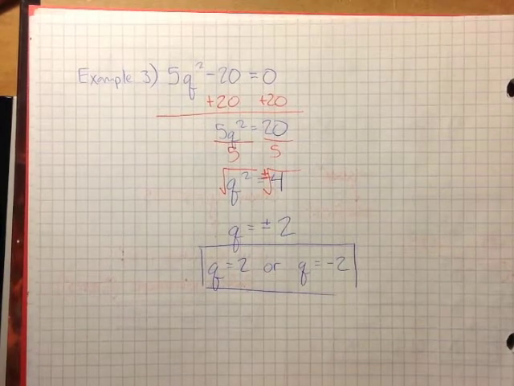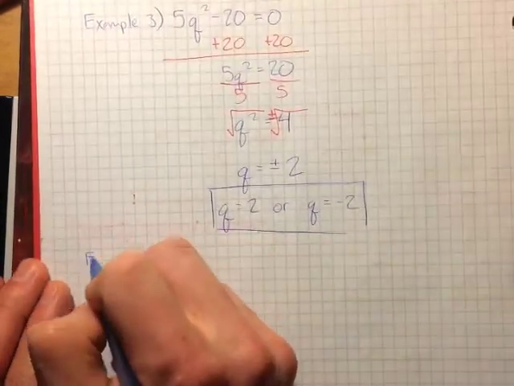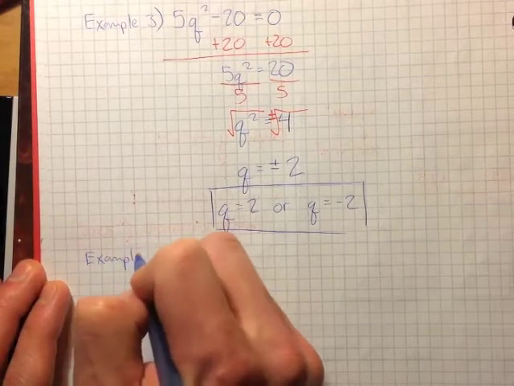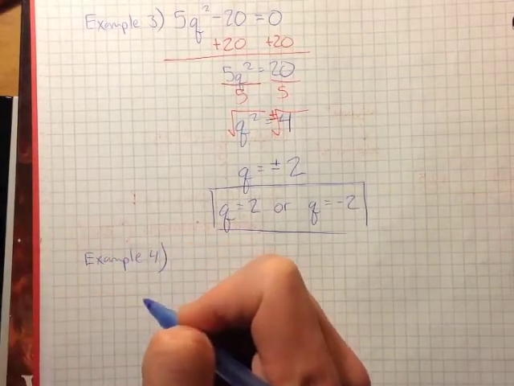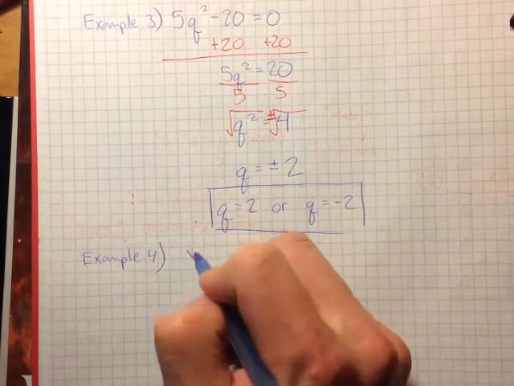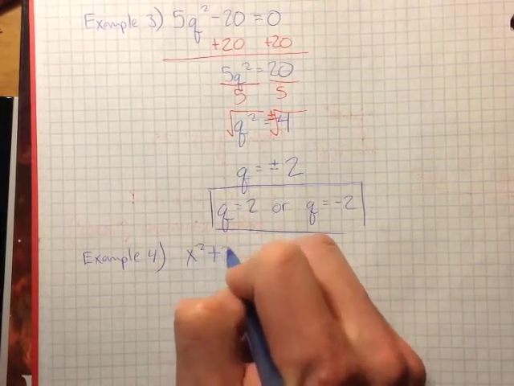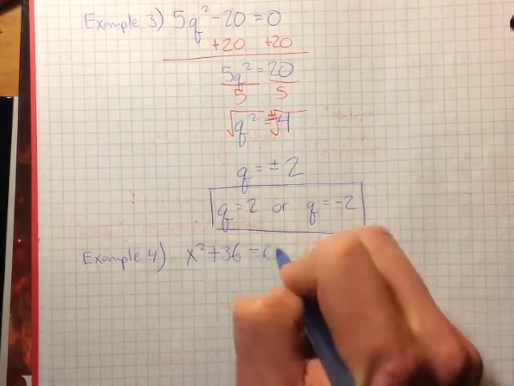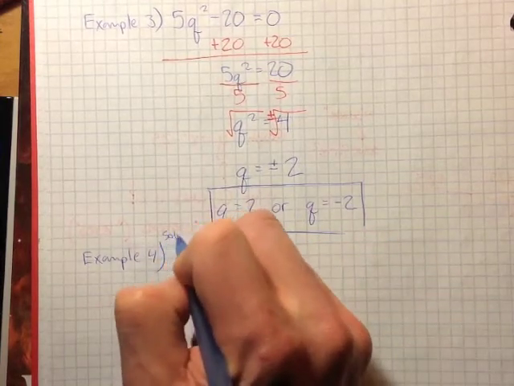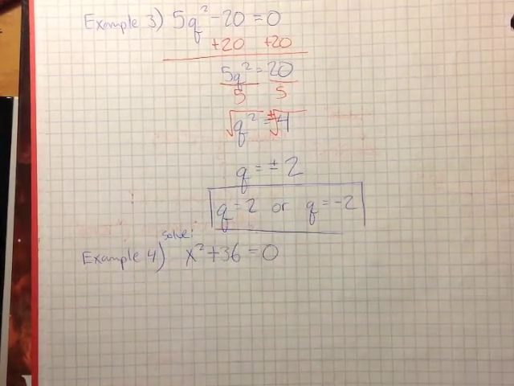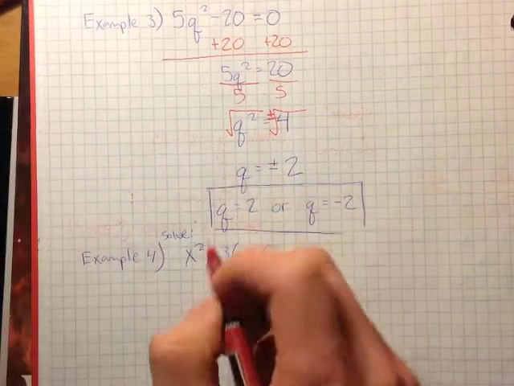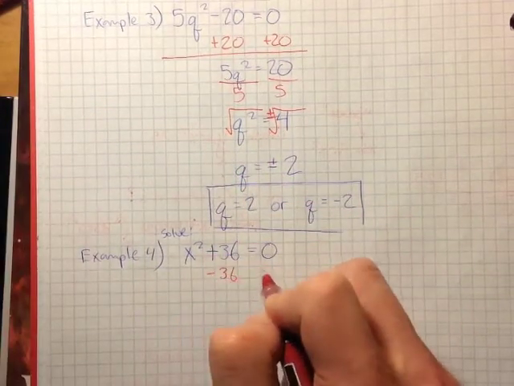Now let's look at another one. How about this one? Example 4. How about x squared plus 36 equals 0? So we're going to solve that. Okay, so the first step is to subtract 36 from both sides.